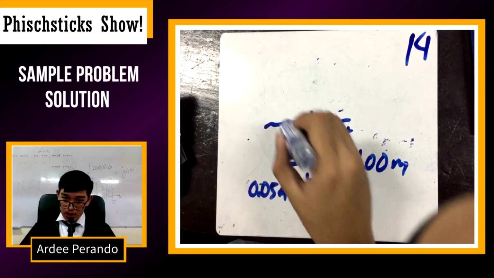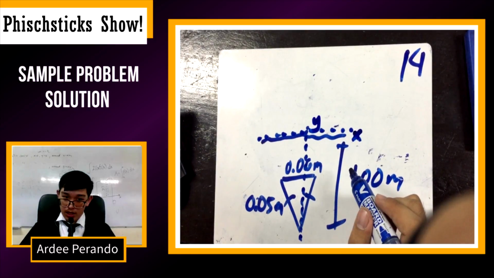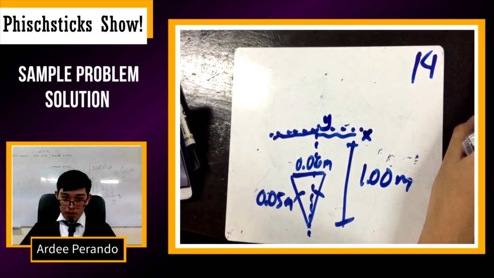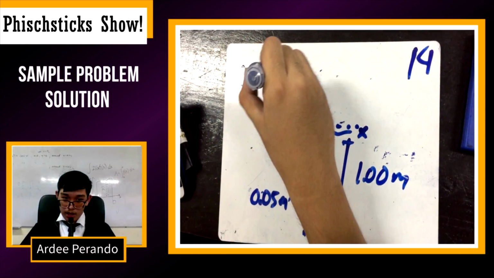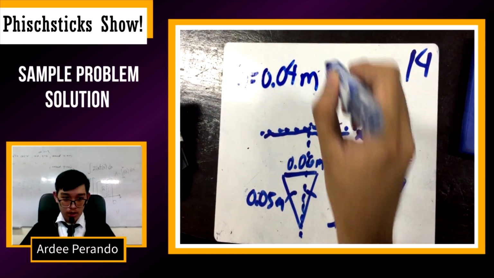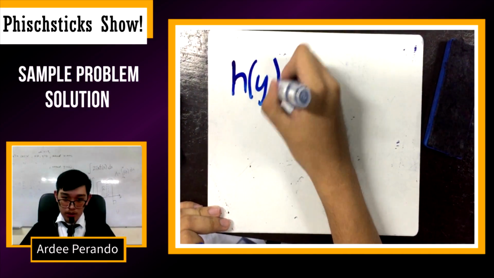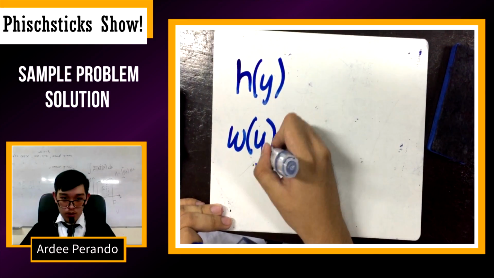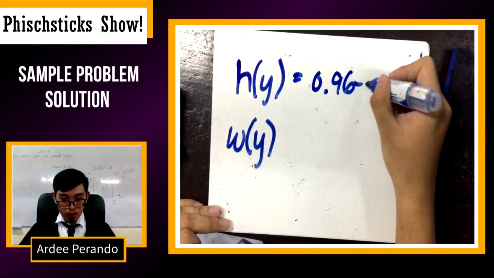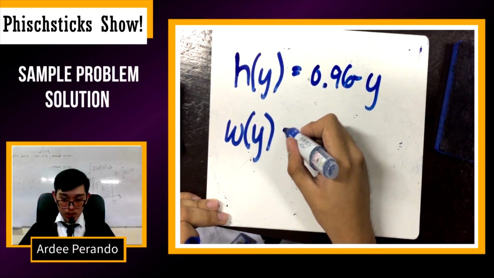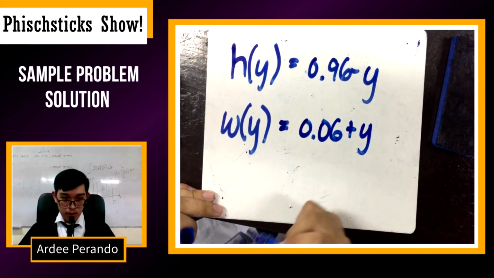Let's look at the figure first and examine the forces. Notice that the base of the inverted isosceles triangle should be parallel, and the height across the base is 0.04 meters by Pythagorean theorem. Let h and w be the depth from the base to the surface and width of the plate as a function of y respectively. Therefore, h of y is 0.96 minus y, and w of y is 0.06 plus y. We can now solve the force by substituting it to the formula.